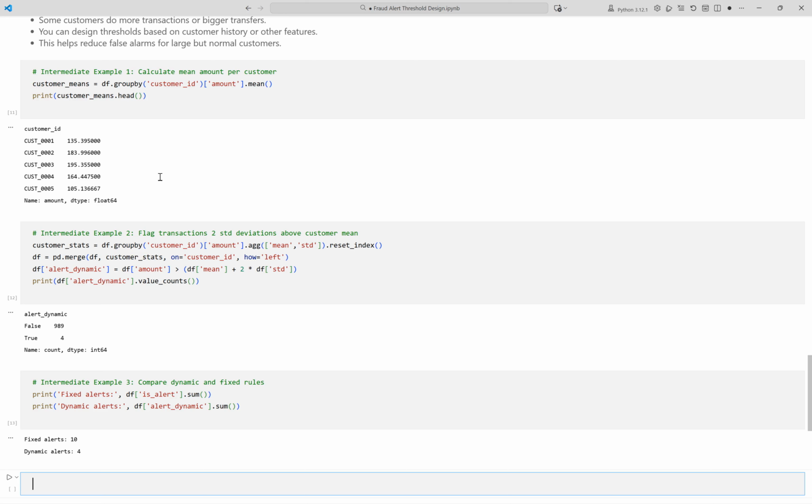Which rule flags more transactions? Think about which rule ensures better precision.